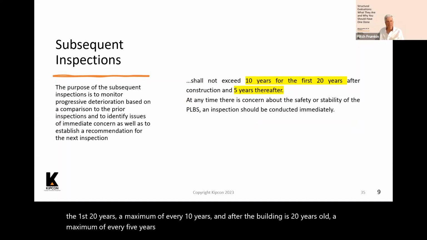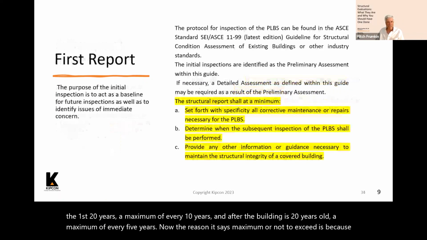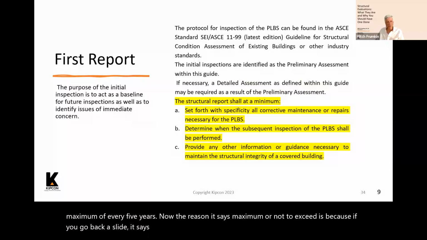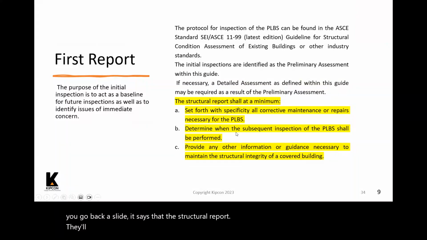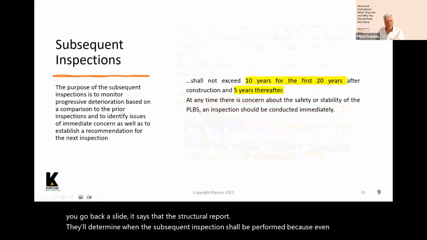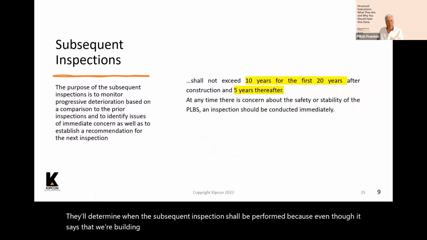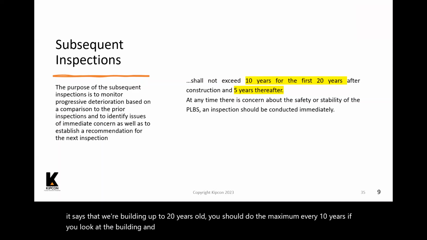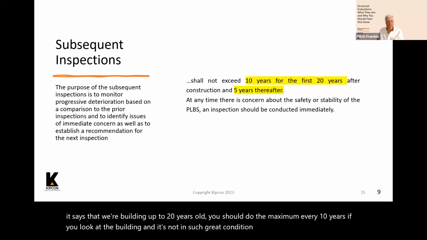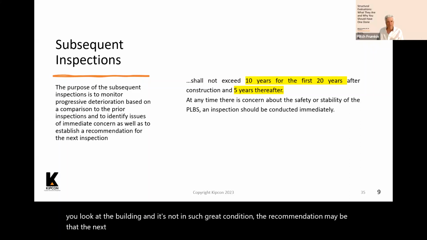Now, the reason it says maximum or not to exceed is because if you go back a slide, it says that the structural report shall determine when the subsequent inspection shall be performed. Even though it says that for buildings up to 20 years old you should do the maximum every 10 years, if you look at the building and it's not in such great condition, the recommendation may be that the next inspection take place in 5 years. So that's why in both cases, it says shall not exceed.